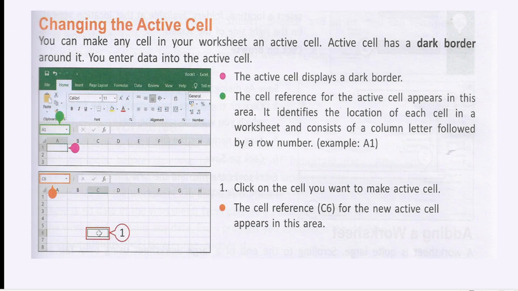Changing the active cell. You can make any cell in your worksheet the active cell. The active cell has a dark border around it. You enter data into the active cell. You can see here, what is this? This is a cell reference, and this is what your active cell looks like. The active cell displays a dark border, so this is where your actual work is. The cell reference for the active cell appears in this area, where this is A1. It identifies the location of each cell in a worksheet. It consists of a column letter followed by a row number, for example A1.